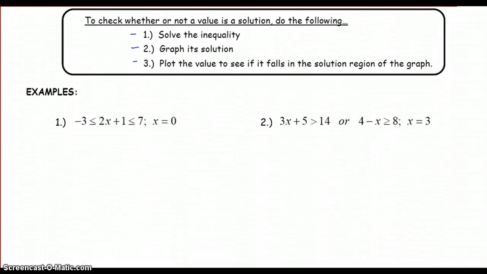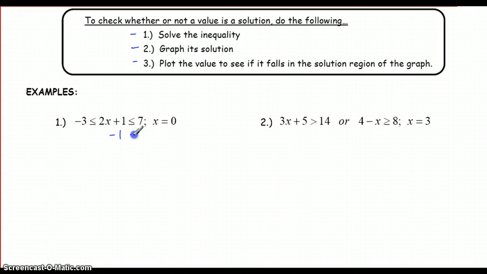Number 1. Negative 3 is less than or equal to 2x plus 1, which is less than or equal to 7. We're going to solve the inequality and then graph it to see if the value 0 falls in the solution region. So let's go ahead and solve this inequality.